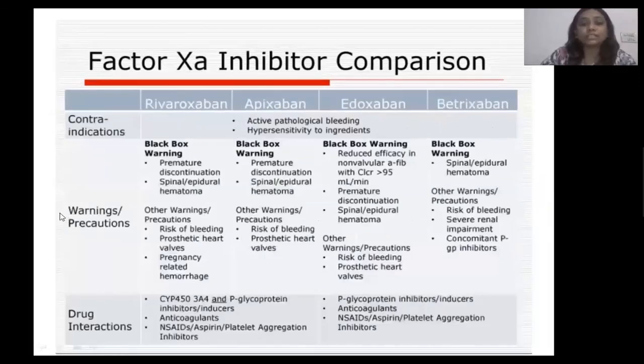All the direct factor Xa inhibitors come with a black box warning of high chances of bleeding and thrombotic events with premature discontinuation without adequate continuous anticoagulation. Various drug interactions are seen when using these drugs with CYP3A4 and P-glycoprotein inhibitors and inducers, with other anticoagulants, and with NSAIDs, aspirin and platelet aggregation inhibitors for rivaroxaban and apixaban. As we know, edoxaban and betrixaban metabolism is not affected by CYP3A4, so only P-glycoprotein inhibitors and inducers cause drug interactions with these drugs.